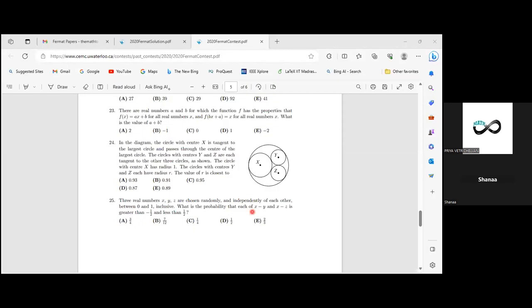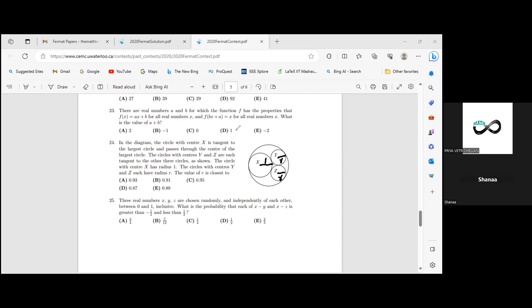Yes. Okay. Do you want me to read the question again? So in the diagram, the circle with center x is tangent to the largest circle and passes through the center of the largest circle. The circles with centers y and z are each tangent to the other three circles, as shown. The circle with center x has radius 1, from here to here. The circles with centers y and z have radius r. The value closest to r is.